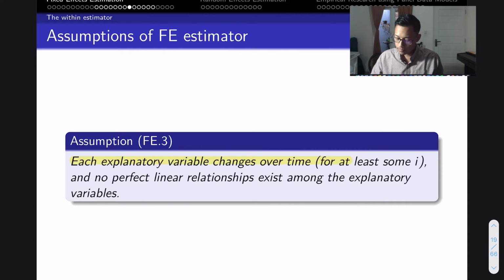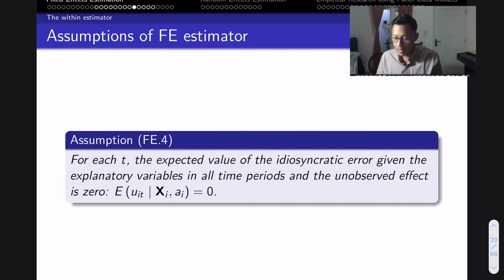Okay. Now the fourth assumption is that for each t, the expected value of the idiosyncratic error, conditional on the explanatory variables in all time periods and the unobserved effect, is going to be 0. What it means is that the unobserved shock is going to be random. It's not going to be correlated with the explanatory variable. It's not going to be correlated with the unobserved heterogeneity. It's purely random.